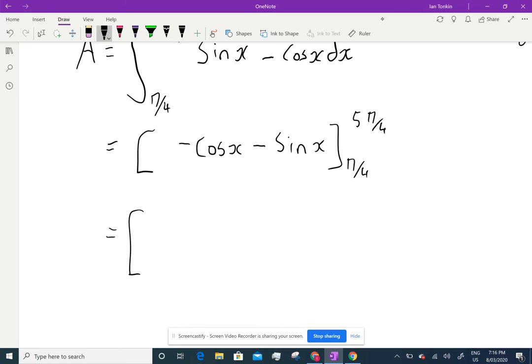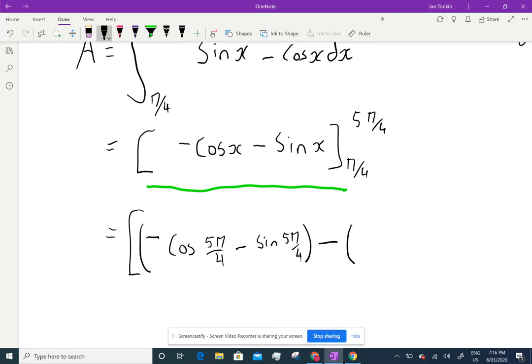Now, here's a hint. You can take the negative out, and then you'll have a negative out the front and you'll have cos x plus sine x. I'm going to leave it in just so you can see that it works. It might make the calculation easier. So in here, I get negative cos 5 pi on 4 minus sine 5 pi on 4, minus negative cos pi on 4 minus sine pi on 4.